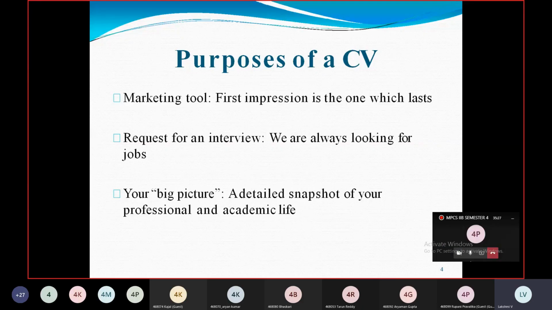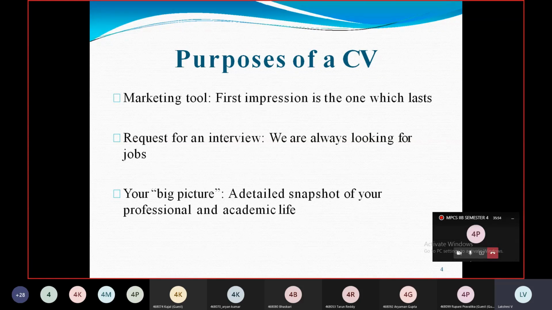This is the representative of yours, which acts as a marketing tool. With this, you can create an impression in the employer's mind. So that particular impression would be there in the employer's mind forever. We have a saying that first impression is the best impression. So you should see that your CV serves that purpose.